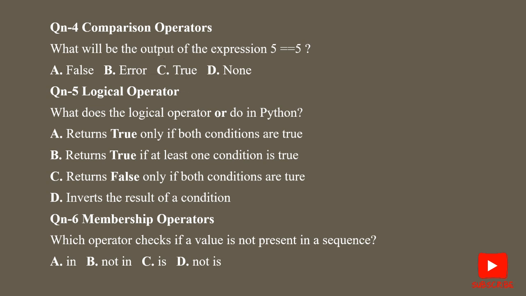And what does the logical operator OR do in Python? The OR operator checks if at least one of the conditions provided is true. If even one condition is true, the entire expression returns true. And which operator checks if a value is not present in a sequence? The not in operator is used to check if a value is not present in a list, tuple, string, or any other sequence. If the value is not present, it returns true.